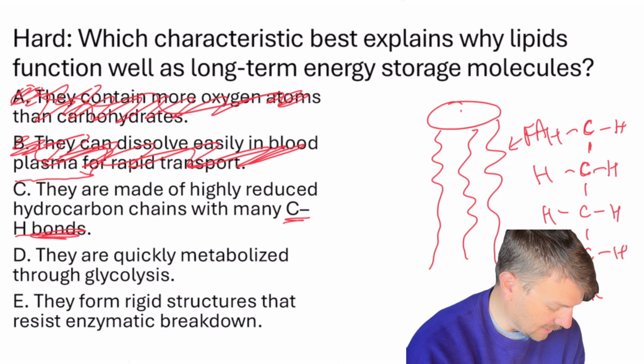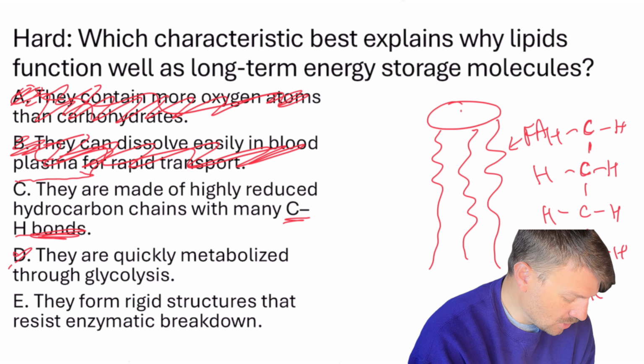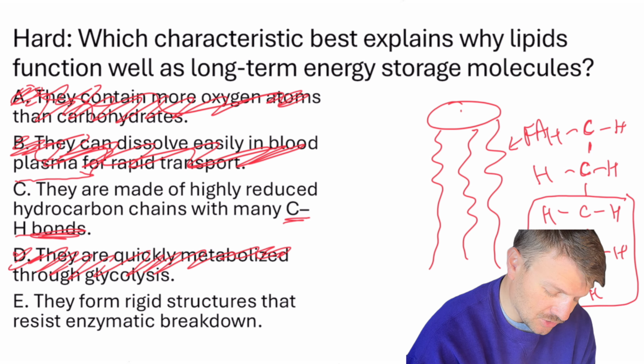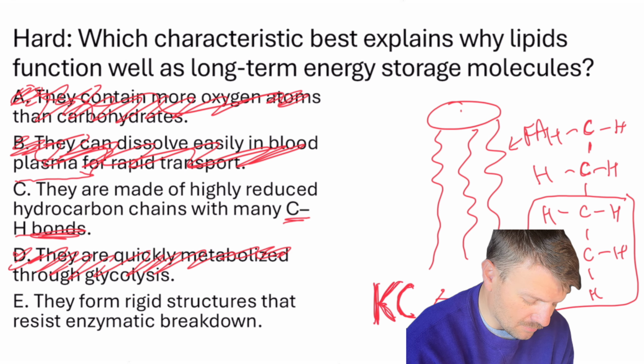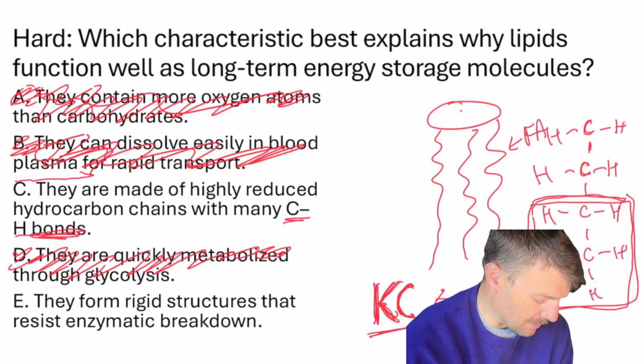So let's see if D and E can be crossed out. D, they are quickly metabolized through glycolysis. Nope, that's actually going to be glucose. Now, these will actually feed into cellular respiration. So you can see this part here is going to be fed into cellular respiration, but it's usually going to be fed into the Krebs cycle. And we probably haven't gone over this because this is unit 1 material, but these 2 carbon molecules get fed into the Krebs cycle.